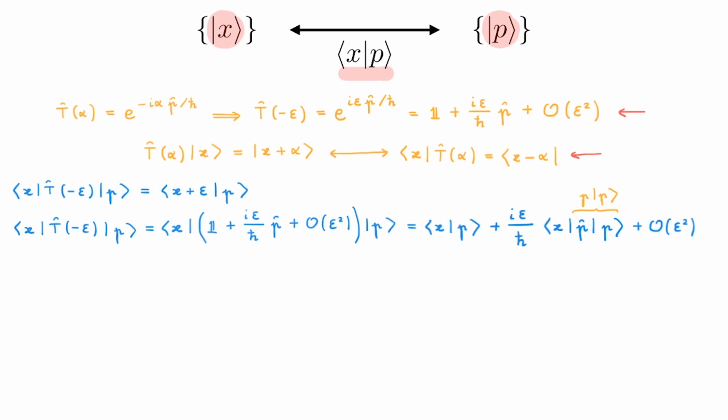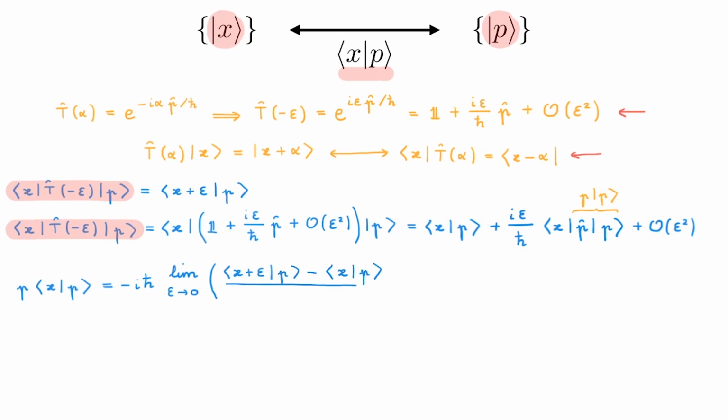Now that we have written down these two expressions for the matrix element of an infinitesimal translation, we are ready to set them equal to each other, and we can therefore rearrange that equation to obtain ⟨p|x⟩ equals minus i ħ, and then we take the limit of epsilon going to zero of the rest of the terms that depend on epsilon, so we get the bracket of x plus epsilon with p minus the bracket of x with p, over epsilon.